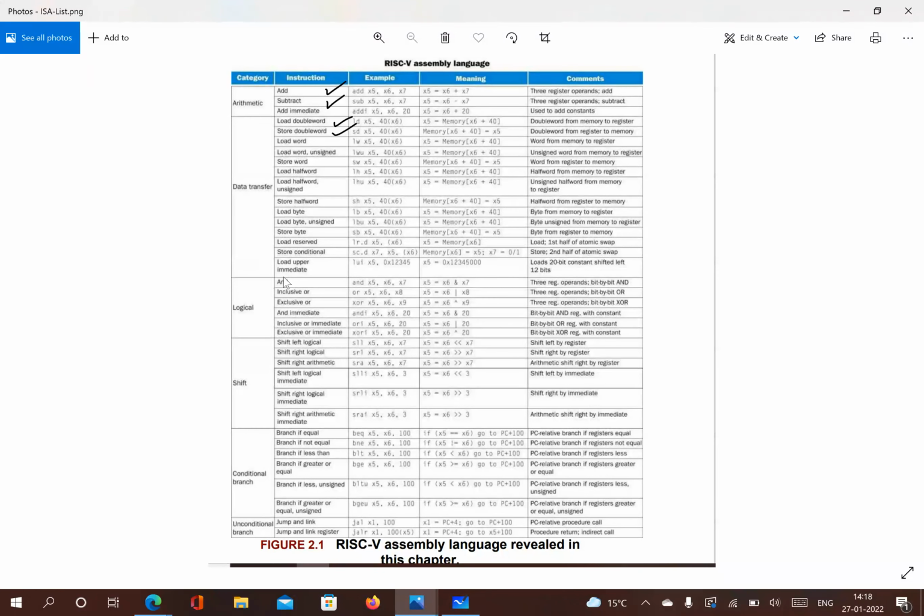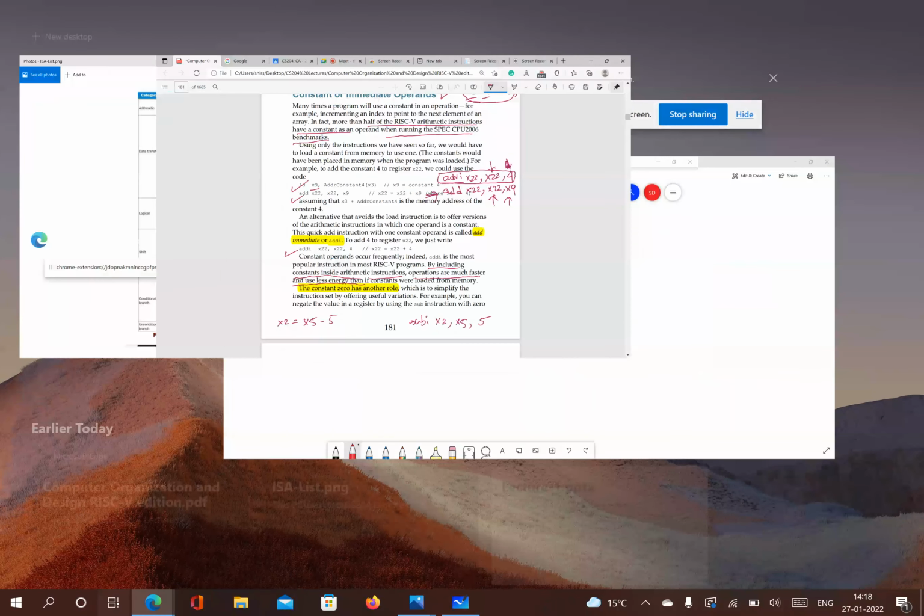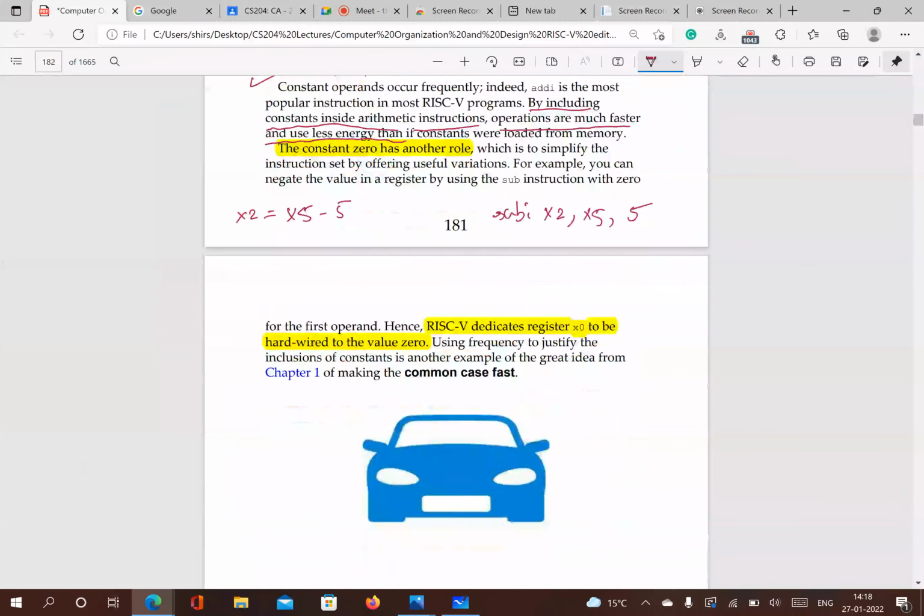There will be some load immediate. There are some other immediate instructions also, but here only add immediate is given. So subtract immediate is also possible. You can also use that. Okay, so immediate instruction is clear.